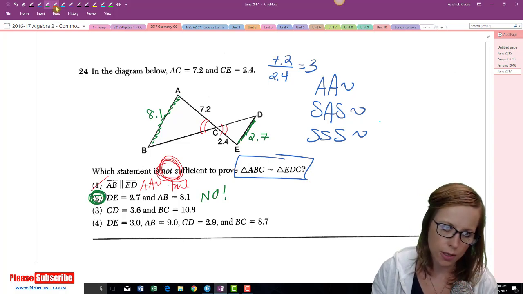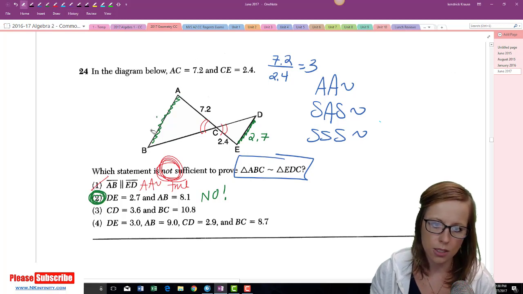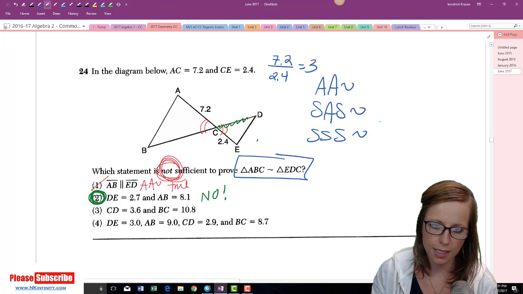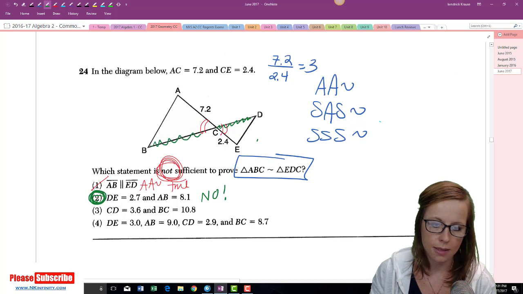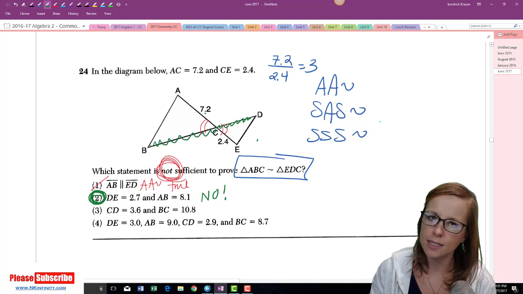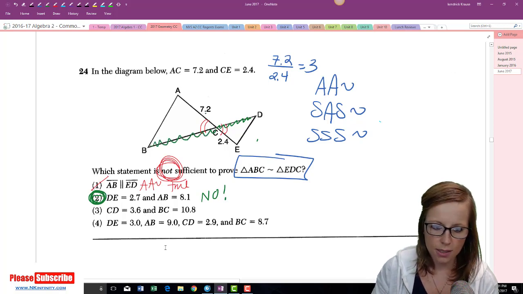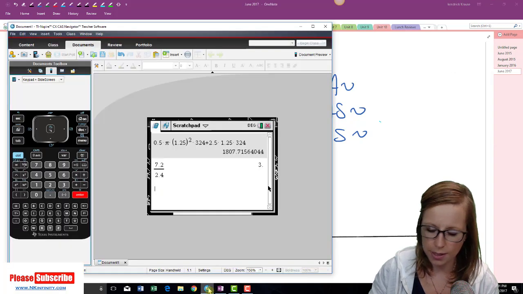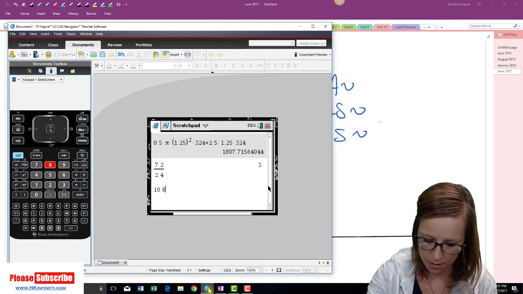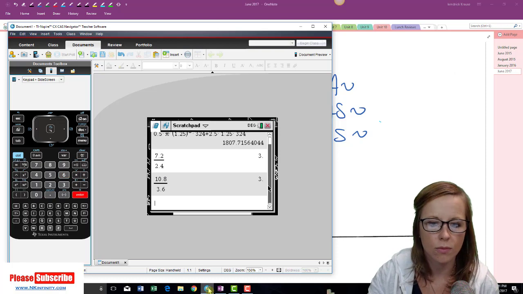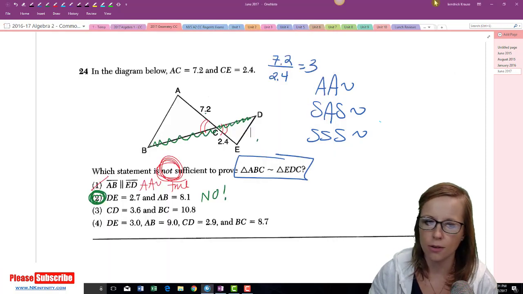Let's walk through the other choices just because it's the right thing to do. CD 3.6. So CD 3.6 to BC 10.8. That would be side angle side similarity. For giggles, 10.8 divided by 3.6 is 3. Okay, so that one would work out.